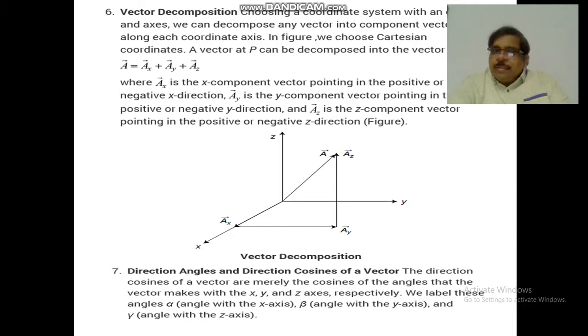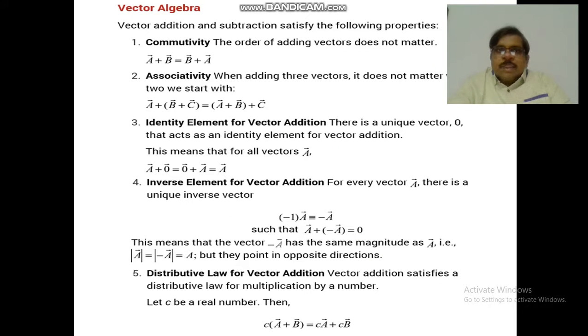The direction cosines of a vector are merely the cosines of the angles that the vector makes with the x, y, z axes. We label those angles as alpha, beta, and gamma with respect to the respective axes, x, y, z. And vector algebra. These are some of the important properties regarding vectors.